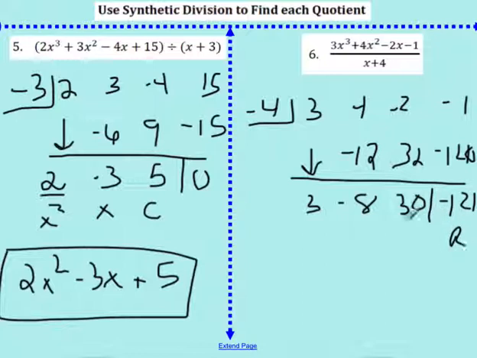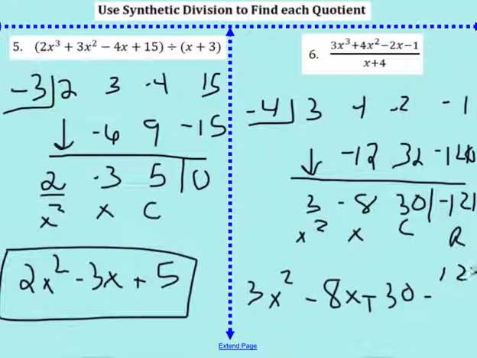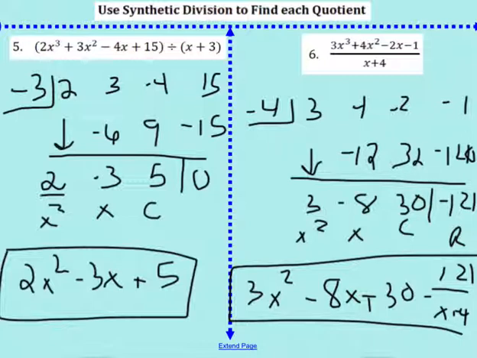So this is my remainder, my constant, my x, and my x squared. Now we can go ahead and write that out with my coefficients. So I have 3x squared minus 8x plus 30, then minus my remainder of 121, and I subtracted it because it's negative, over my original divisor, which is x plus 4. So that's my final answer for number 6.